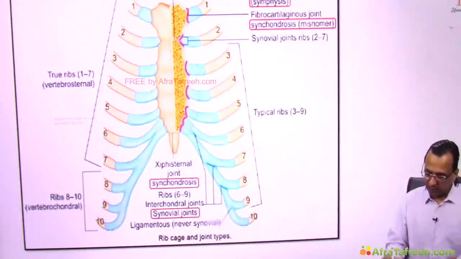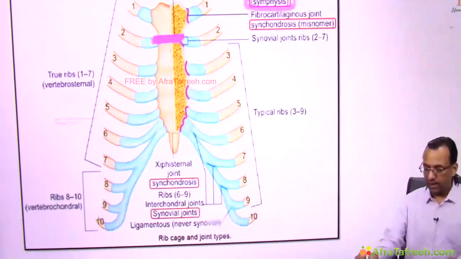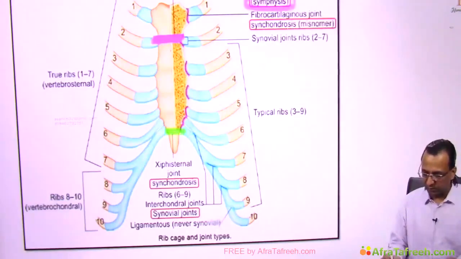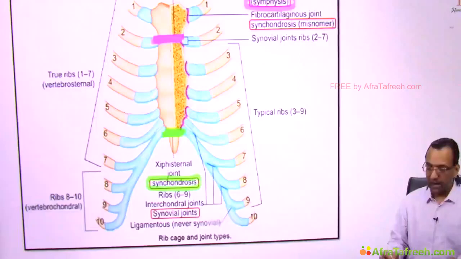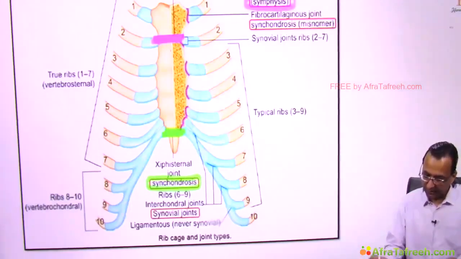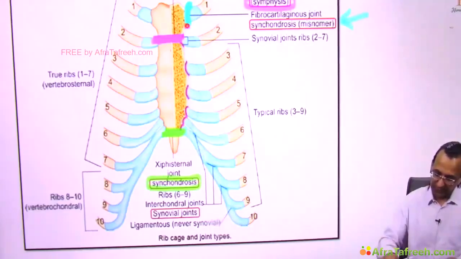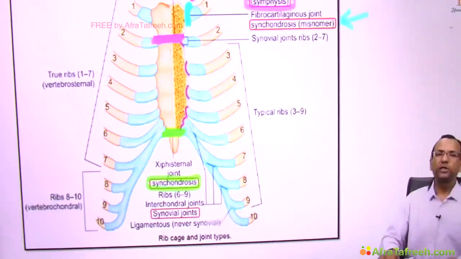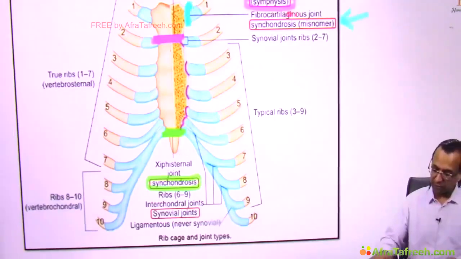What is the manubrosternal joint? Manubrosternal joint is a symphysis. And what is the xiphisternal joint? Xiphisternal joint is a synchondrosis. And what about the first rib? If you say first rib, then it is here, you see, a misnomer. First rib is a misnomer. It is not synovial. It is some fibrocartilage joint and it is called a synchondrosis, but it is a misnomer.